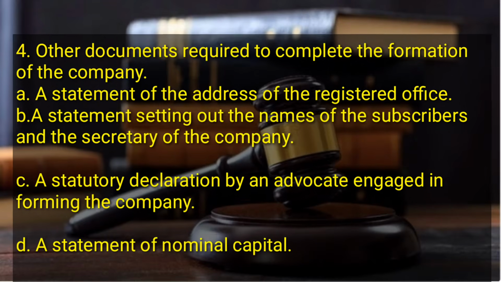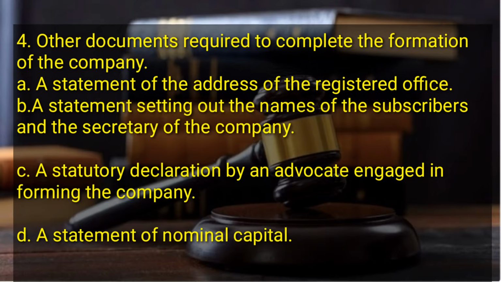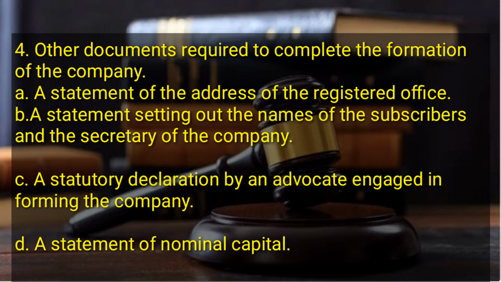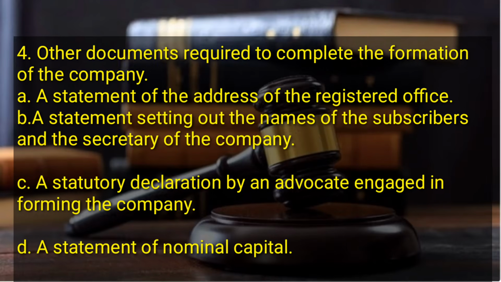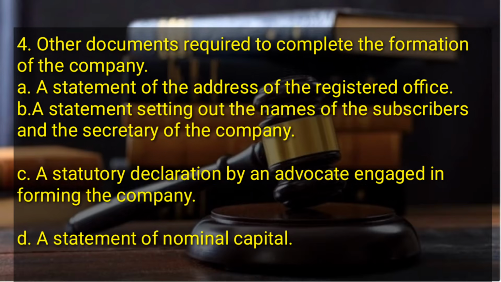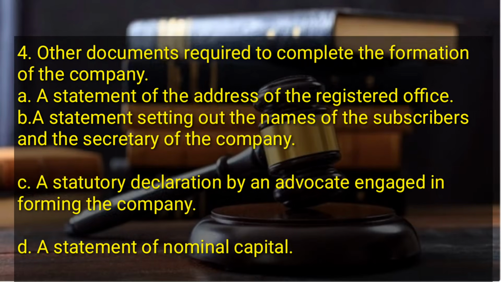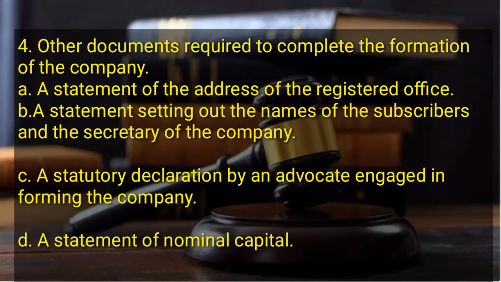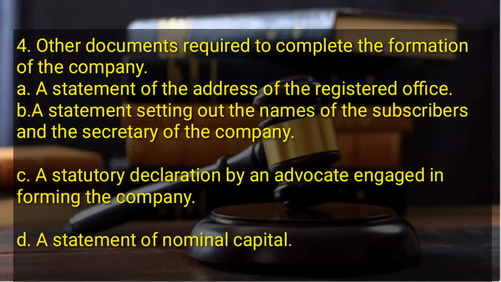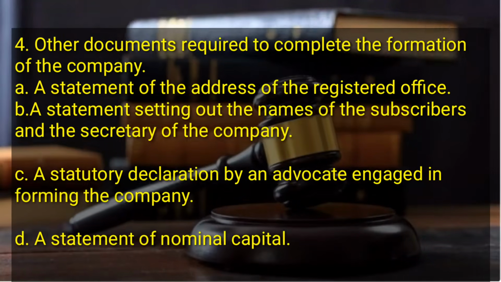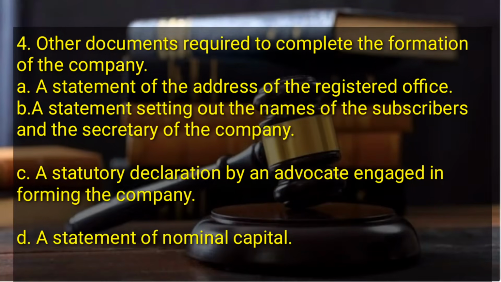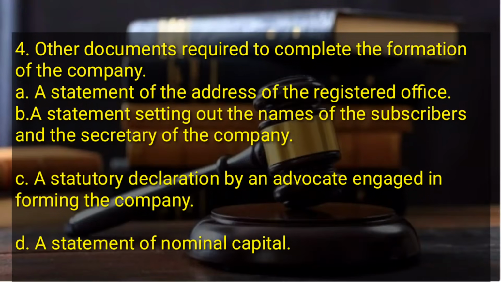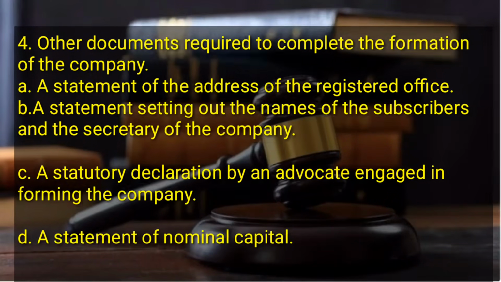Let's look at other documents that are required to complete the formation of the company apart from the Memorandum of Association and the Articles of Association. We have things like a statement of the address of the registered office. It shows the address of the office, where the office is to be located. Then a statement setting out the names of the subscribers and the secretary of the company. Also a statutory declaration by an advocate engaged in forming the company. Then lastly, a statement of nominal capital showing the capital of the company.